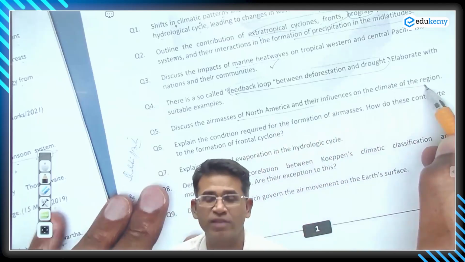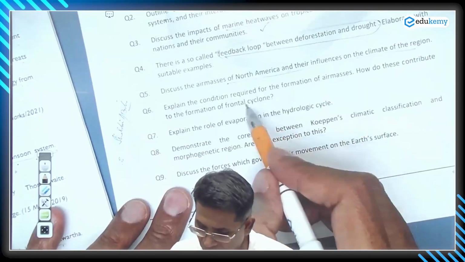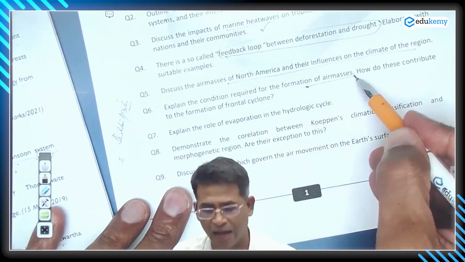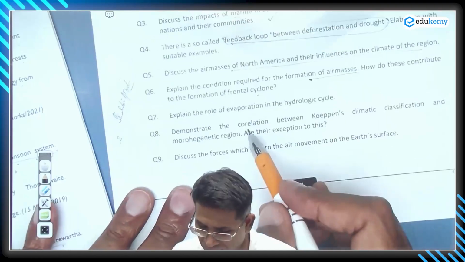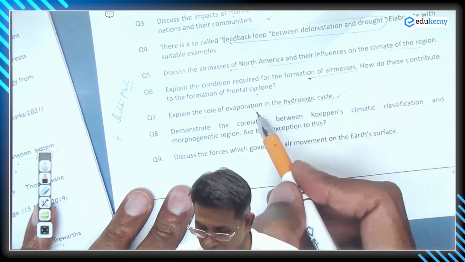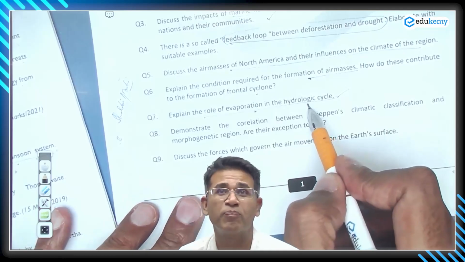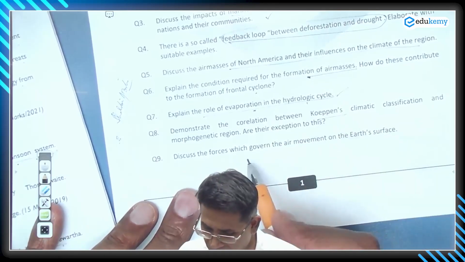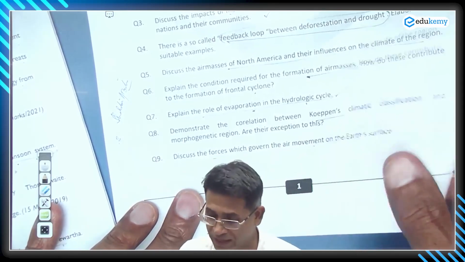Then air masses of North America and the influence on the region. How are air masses formed? Okay, and cyclones. Evaporation. This is a previous question. Role of evaporation in the hydrological cycle. Köppen's classification. Forces governing air's movement.